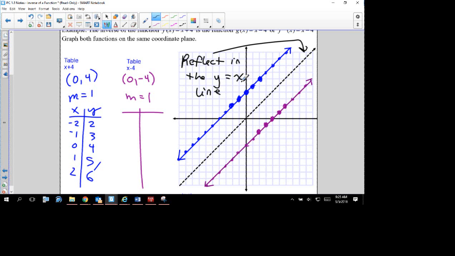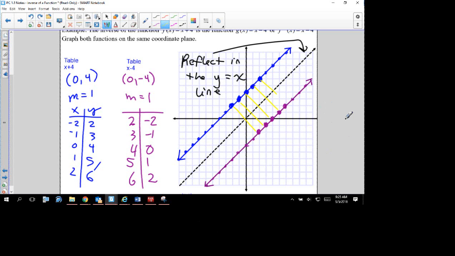And because of that, I can put any table of values I want for the purple one. But this, for real, is some of the ordered pairs on the purple equation. They're the ones that I made darker. They're the ones that reflect right there over the y equals x line, these right here.